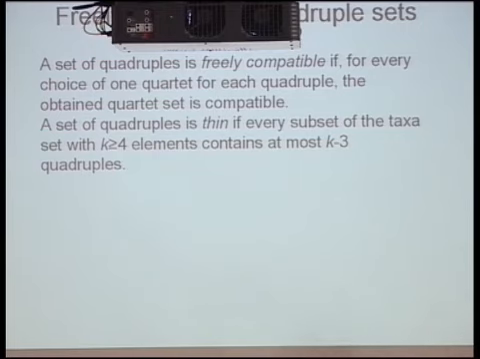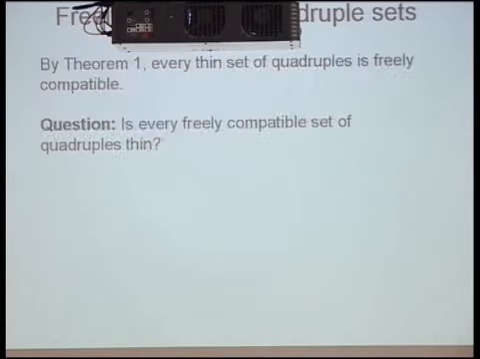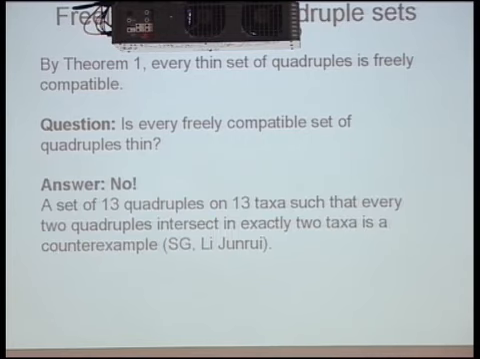And we can say a set of quadruples is thin if for every subset of taxa with k elements, we have at most k minus 3 quadruples. That's just corresponding to the theorem. So the theorem says that every thin set of quadruples is freely compatible. And at that point, Mike Steel asked the question, is the converse true as well? Is every freely compatible set of quadruples thin? And the answer is no, it's not.